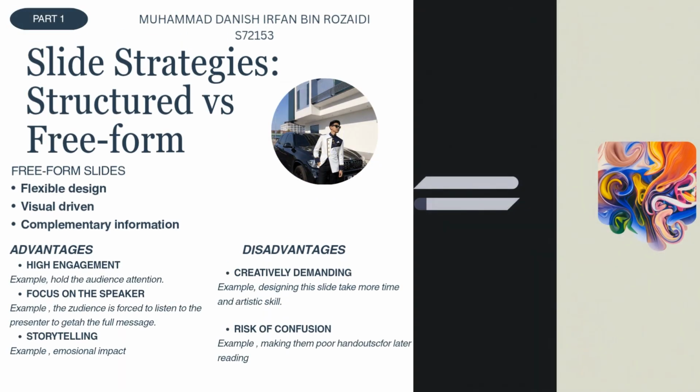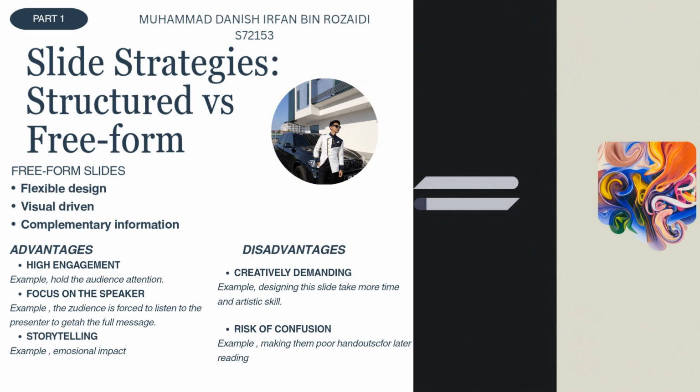Next, the second type of slide strategy, which is a freeform slide. Freeform slides have a flexible design, which means there is no fixed template. Each slide can look different depending on what message we want to deliver. They are visual driven. This means they focus more on images, charts, and key visuals with only a small amount of text. Usually, the slide is built around one main visual idea instead of bullet points. The slide provides complementary information. The slide supports the message visually while the presenter explains the details verbally.